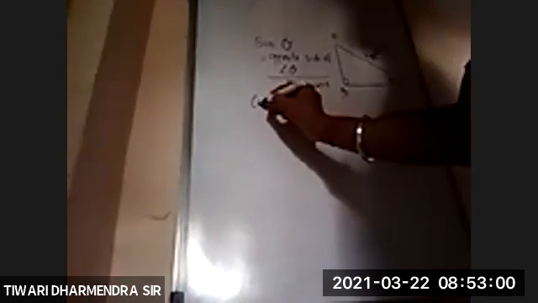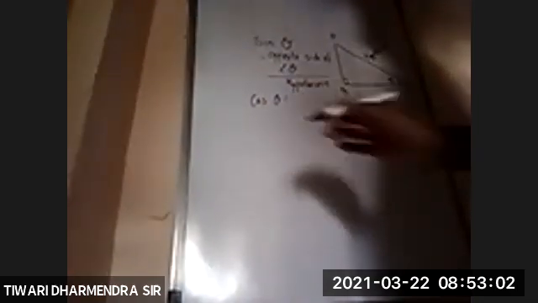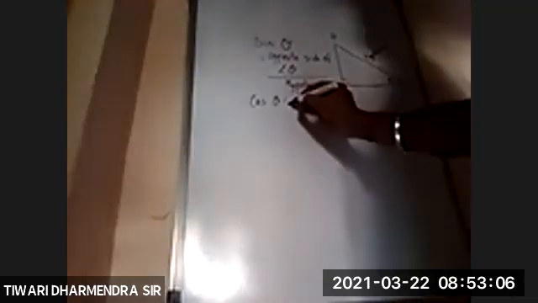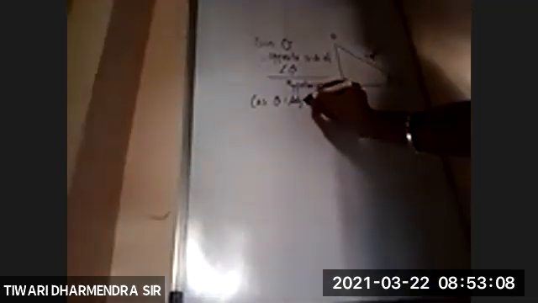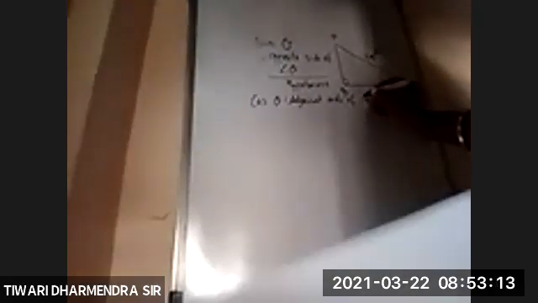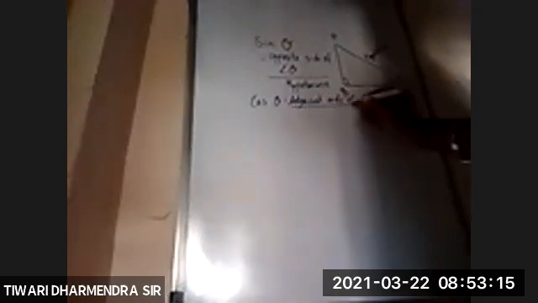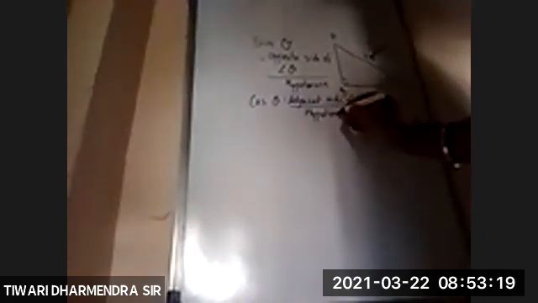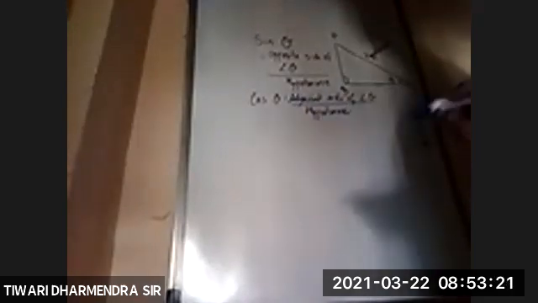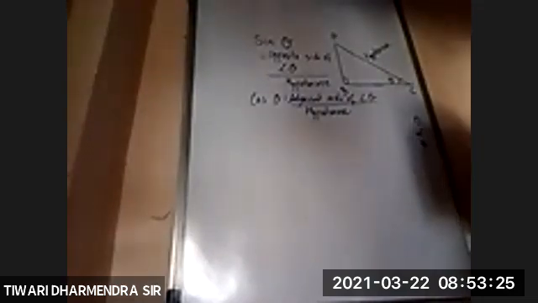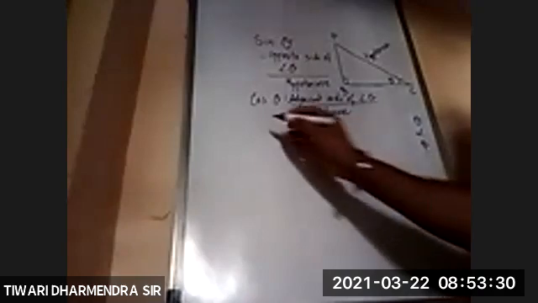Cos theta. Yes, cos theta is the adjacent side of angle theta divided by hypotenuse. You should remember this formula. It is very useful in solving. If you know the opposite side, you know the adjacent side, but you don't know the formulas, then you won't be able to execute the problems.